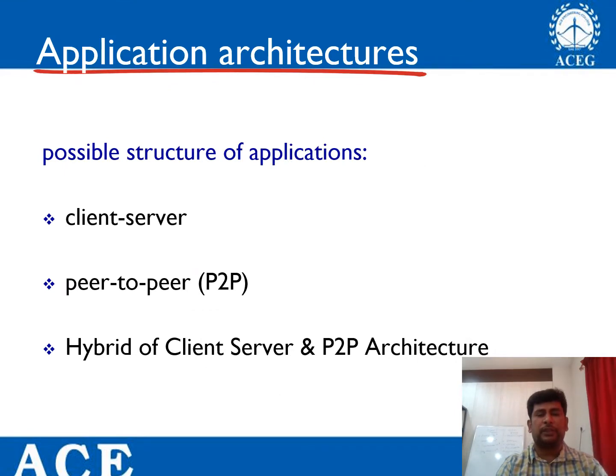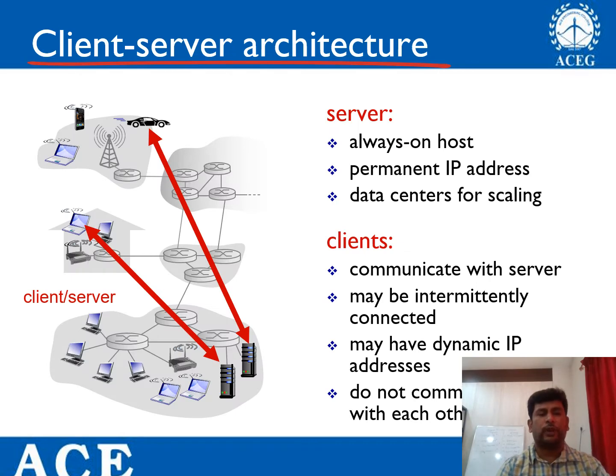The various application software architectures which have been in use are categorized into three types. The first one is called client-server architecture, which is one of the most popular architectures. Then we have peer-to-peer architecture, and then the hybrid, which is the combination of client-server architecture and peer-to-peer architecture. Let's have a quick understanding of what a client-server architecture is.